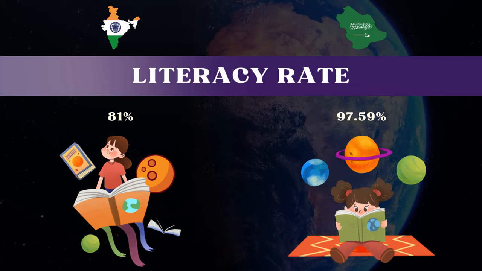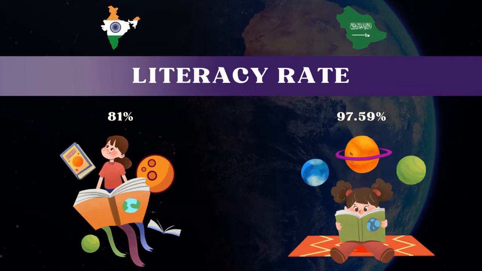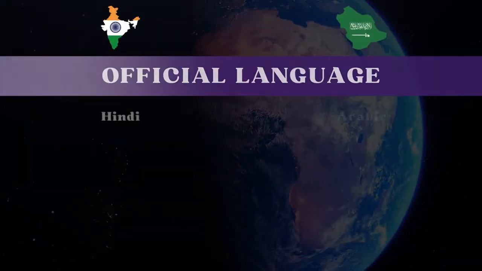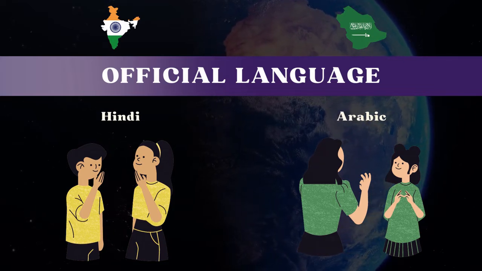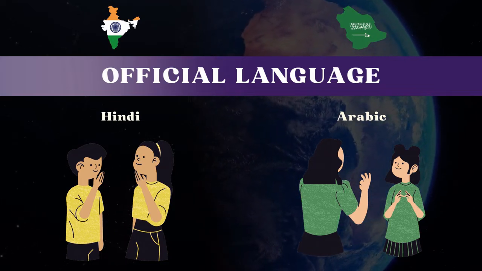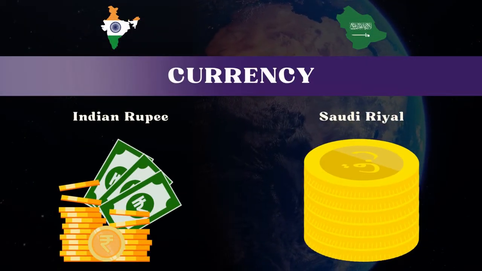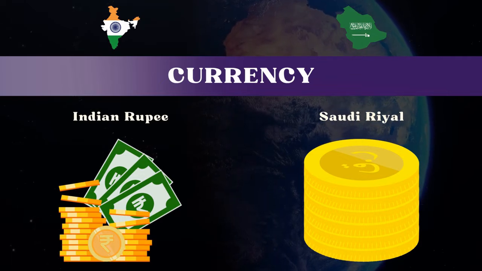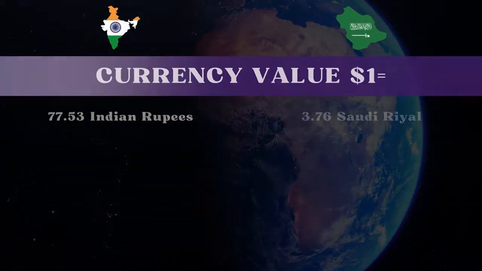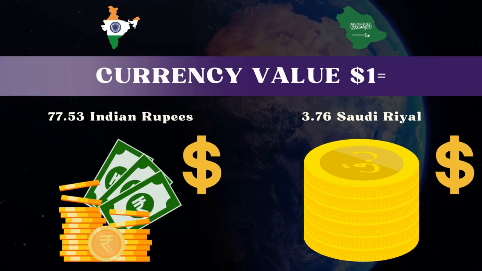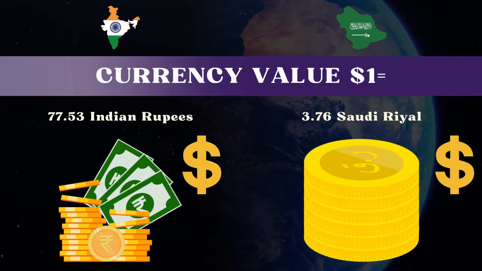Literacy rate of India is 81% and 97.59% in Saudi Arabia. Hindi is the official language of India and Arabic is in Saudi Arabia. Indian rupee is the currency of India and Saudi Riyal is the currency of Saudi Arabia. 77.53 Indian rupees equal $1 United States dollar and 3.76 Saudi Riyal equal $1 United States dollar.